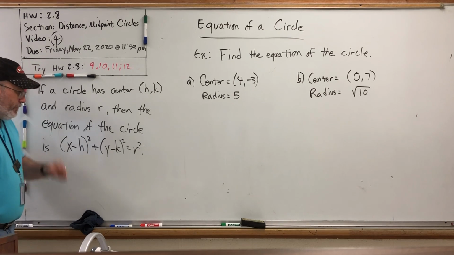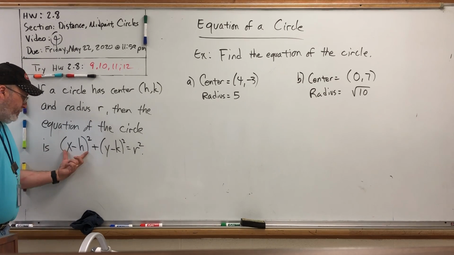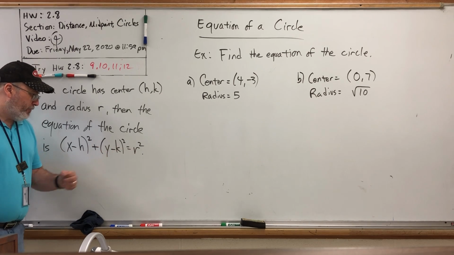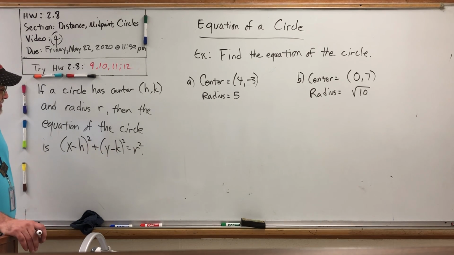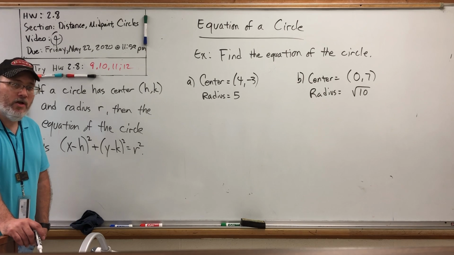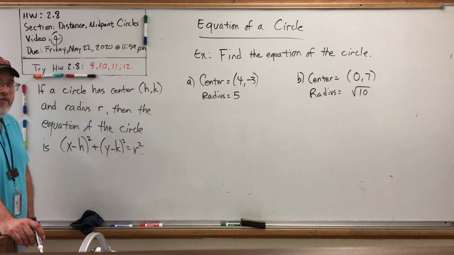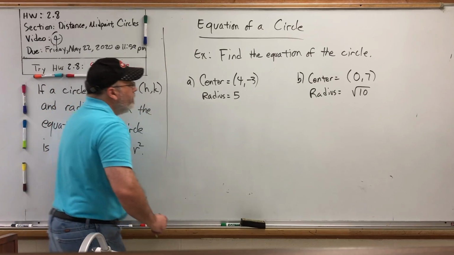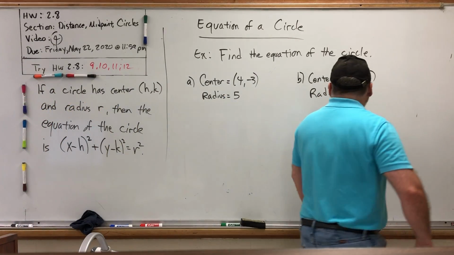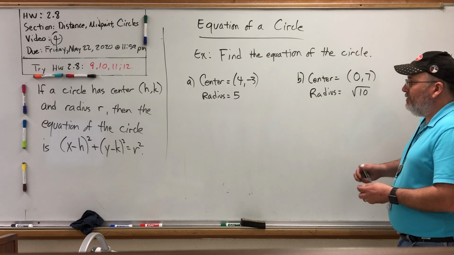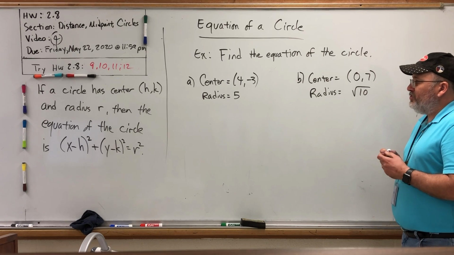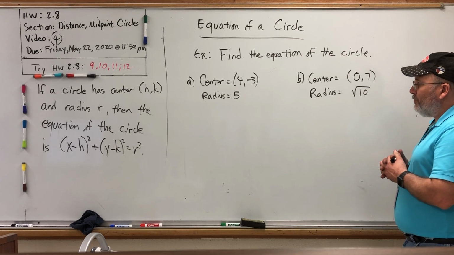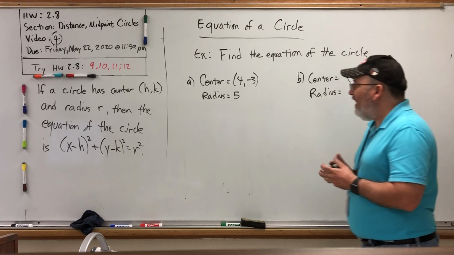It's another version of the Pythagorean theorem, something squared plus something squared equals something squared. And if you really want to see the derivation of it, let me know, and I will create a video just for you. But let's take a look at a couple of easy problems. Find the equation of the circle. So we've got two different examples. Let's take a look at example A. We have a circle whose center is (4, -3), and whose radius is 5.